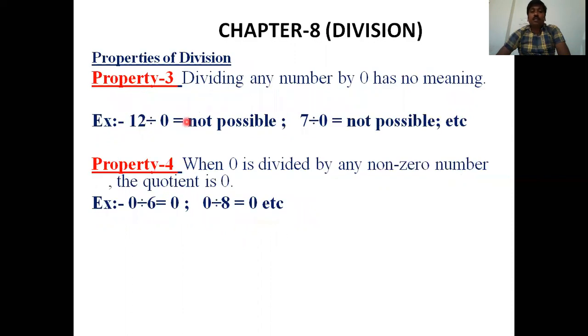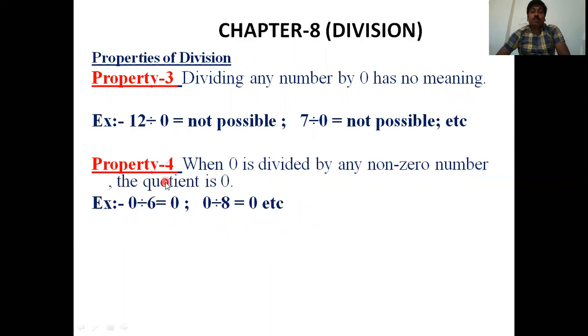Now property 3: dividing any number by 0 has no meaning. When we divide any number by 0, that is not possible. Here is another example, 7 divided by 0. When we divide any number by 0, there is no meaning in mathematics.